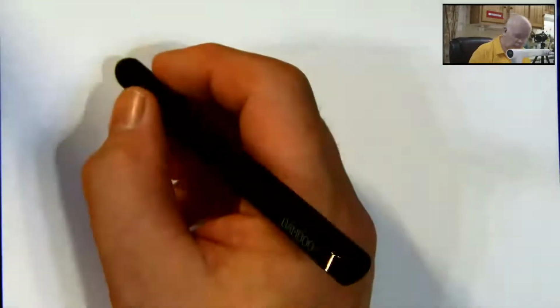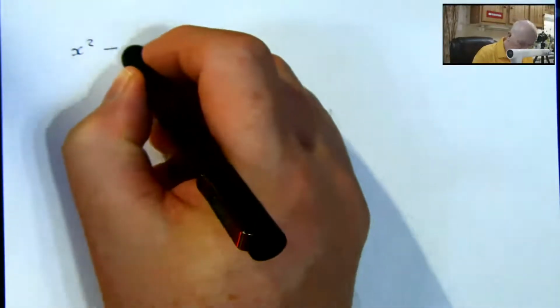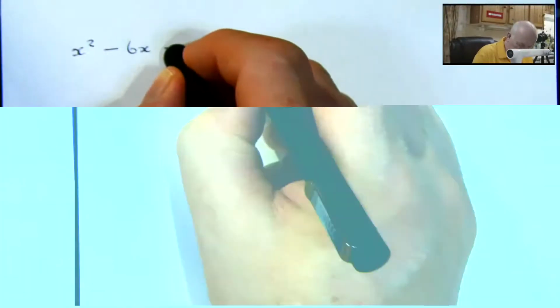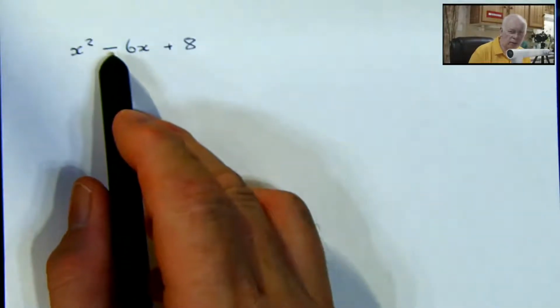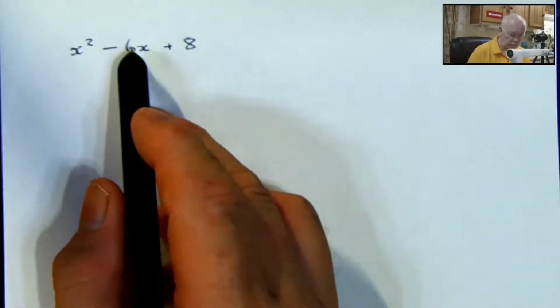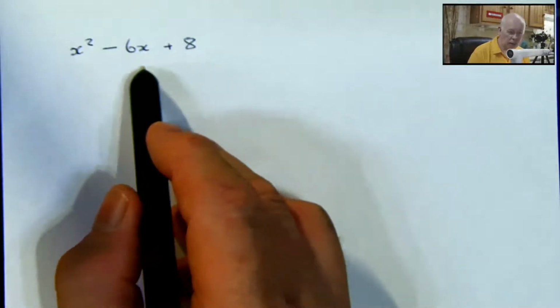Right, so get your paper in a decent place. And this time I'm going to have something a little bit harder. So let's try something with a rotten number. X squared minus 6x plus 8. Slightly more difficult because we've got a minus sign here. Let's have a look and see how we solve it.